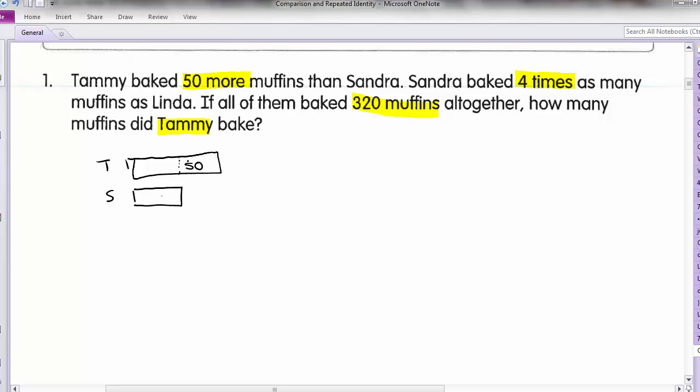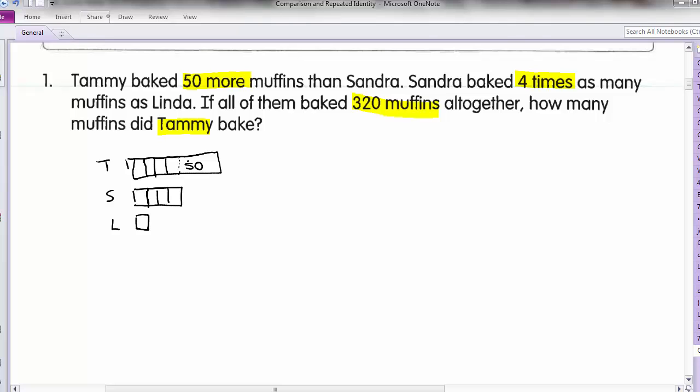Now it tells me Sandra baked 4 times as many muffins as Linda. So Sandra has 4 times, which means her box I need to divide into 4, because Sandra baked 4 times as many as Linda. Now if I divide Sandra in 4, remember Tammy is the same as Sandra, but Tammy has 50 more. So I also still need to divide Tammy. This is something you need to remember.